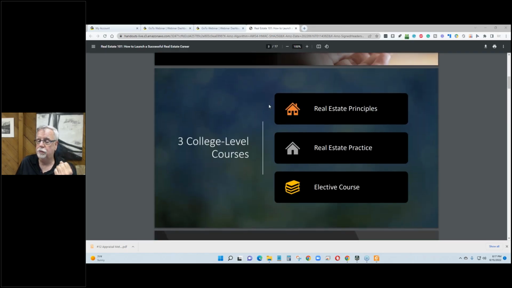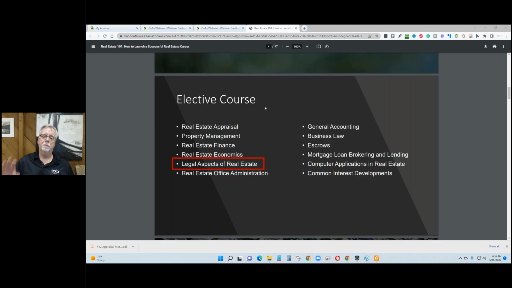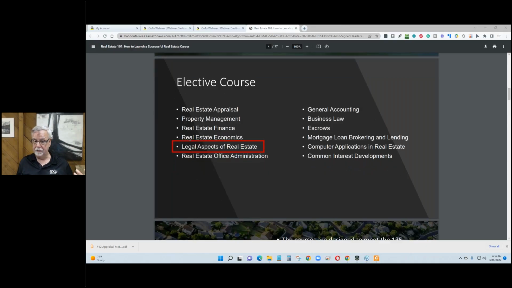Now the 3 college courses, one of them has to be real estate principles, one of them has to be real estate practice, and the third one would be an elective. And the elective can be chosen from anything on this list. Now our program includes legal aspects of real estate because it's the most useful one of this list. However, if you've ever taken accounting, economics, or business law from a junior college or better, and you can get your hands on a copy of the transcripts, it doesn't have to be an original. We're not applying to Harvard. Then you've already got the 3rd course, but legal aspects is included in our package anyhow.